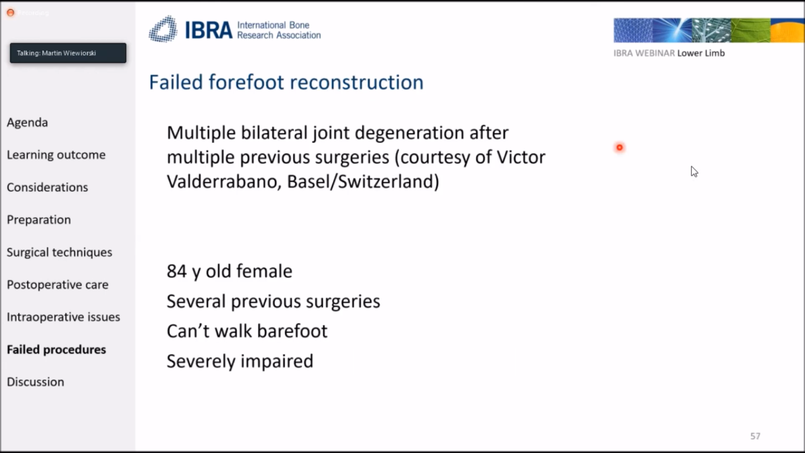There's a case Victor sent to me from Basel in Switzerland. This is a patient. She had many procedures in the history and on both feet, and she was not really happy. 84-year-old lady, and she basically was not able to walk barefoot.